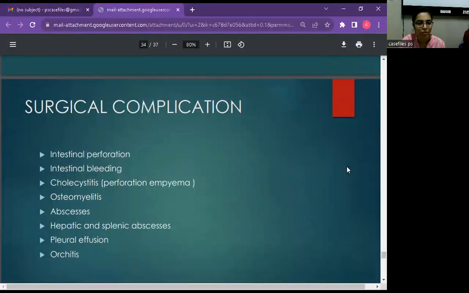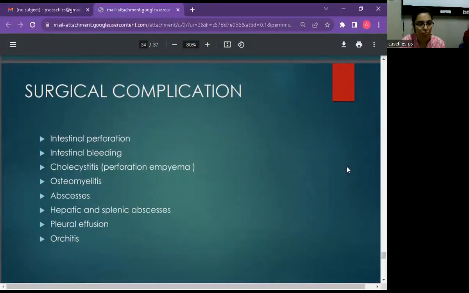The surgical complications are intestinal perforation because of Peyer's patches involvement, intestinal bleeding, cholecystitis perforation, lymphoma, osteomyelitis, and abscesses in different regions, hepatic or splenic abscesses, pleural effusion, and orchitis. These are the rarely involved organs.